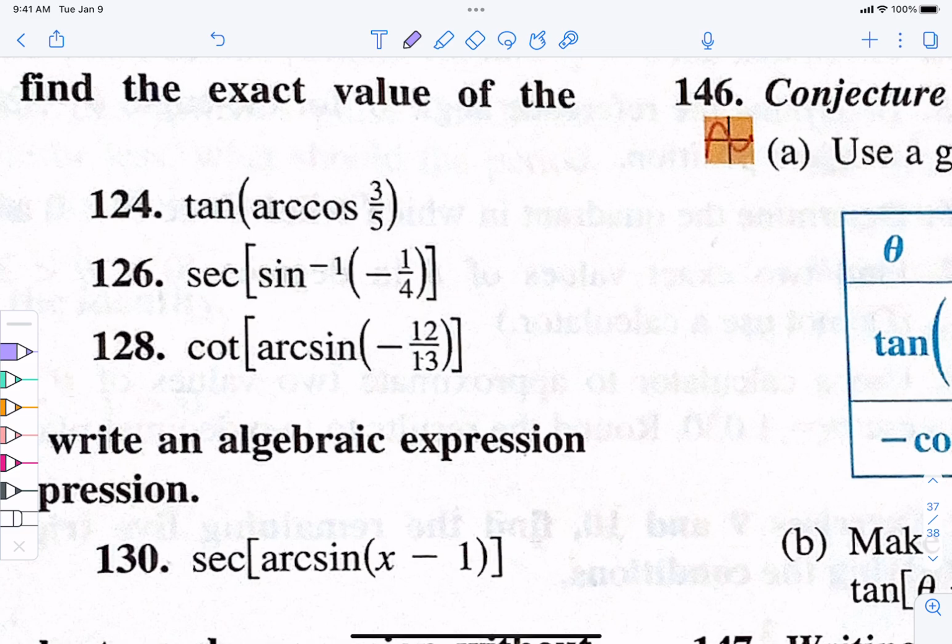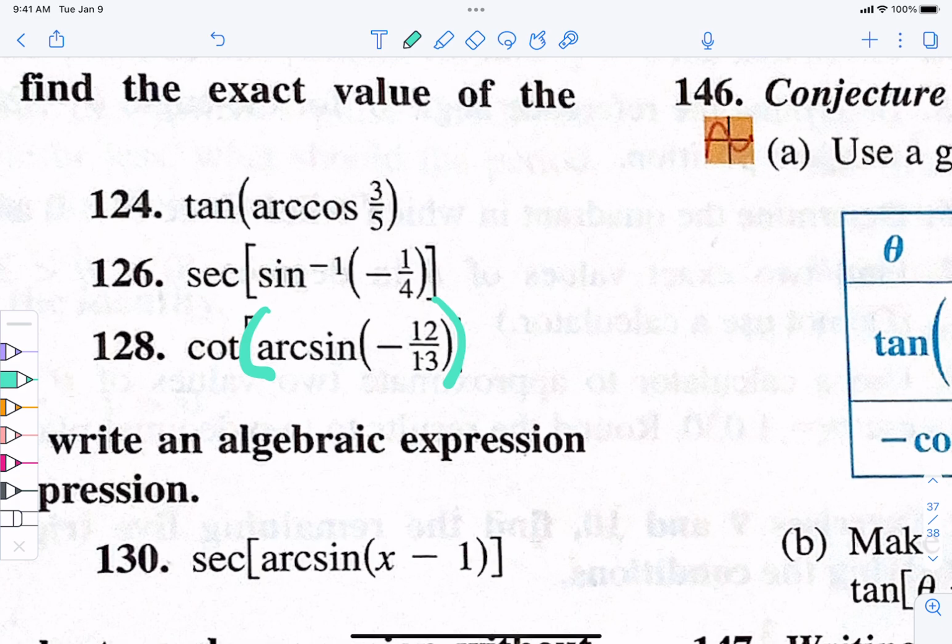Okay, so we are on 128 now. Exact value means no decimals. You have to use the information given, and you have to draw a triangle for it, or a picture for it. Now, we use the inside information first. This arc sine is negative 12 over 13.